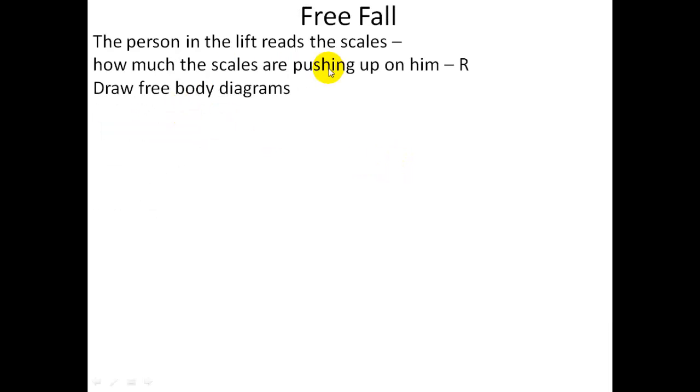Okay, free fall. The person in the lift reads the scales, and how much the scales are pushing up on him will be R. So when you stand on the scales, you don't measure your weight, you measure the reaction between the ground and you. That's all you measure, R, not your weight. So you need to be able to draw free body diagrams to show these things. Now he's in a lift which is not moving. There will be a reaction upwards, and there'll be a weight downwards. They will be equal. So the reaction that he reads on the scales will be equal to his weight.